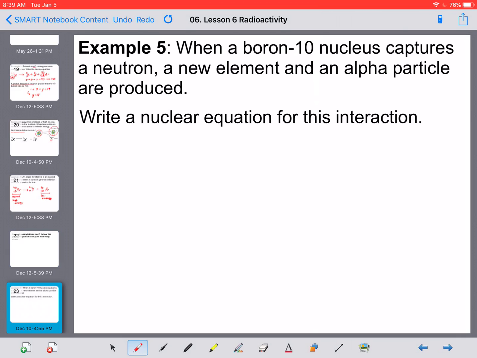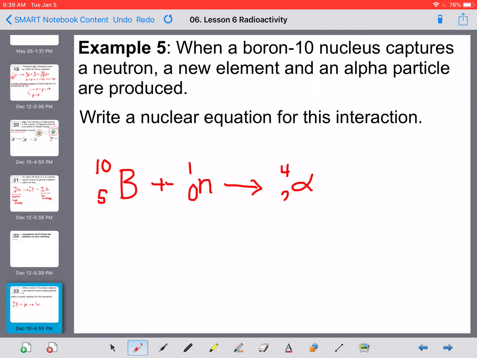Example 5: when a boron-10 nucleus captures a neutron, a new element and an alpha particle are produced. Write the nuclear equation for this interaction. So boron-10, we'll write down the numbers for that. And it captures a neutron, which means it is going to take in a neutron. So we're going to add to that neutron. Now the symbol for a neutron, which you should have memorized, is a 1 on top and a 0 on the bottom. And this is going to produce a new element and an alpha particle.